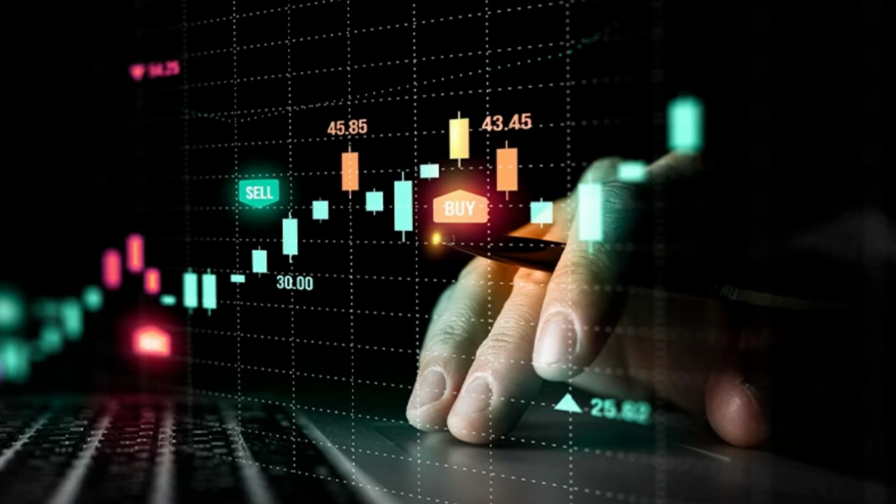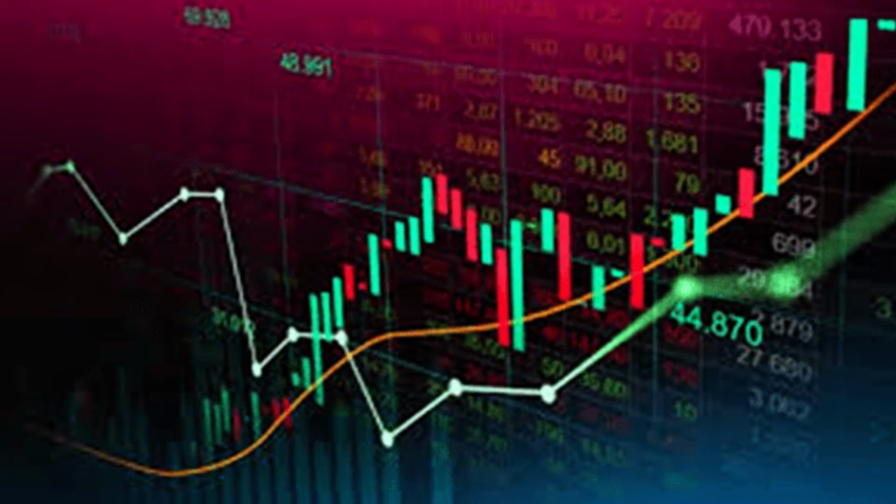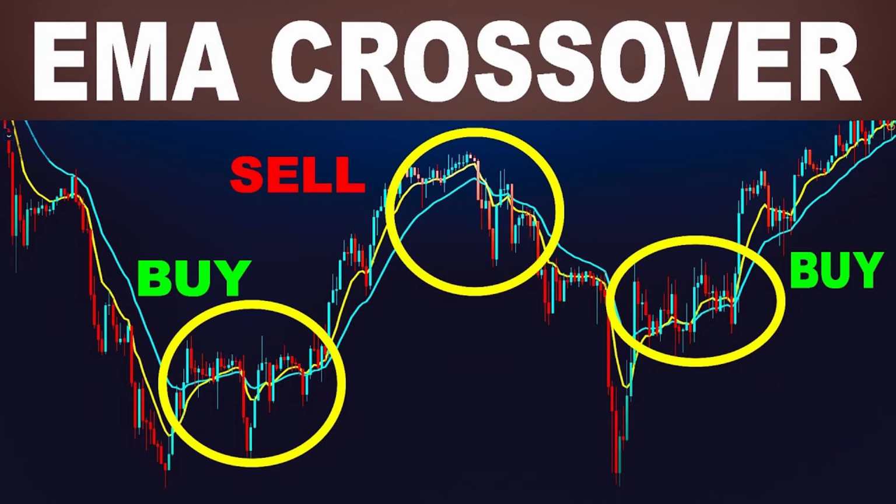Now that you understand market structure and time frames, it's time to choose a strategy. A simple yet effective beginner strategy is the moving average crossover. Here's how it works. Use the 50-day moving average and the 200-day moving average.